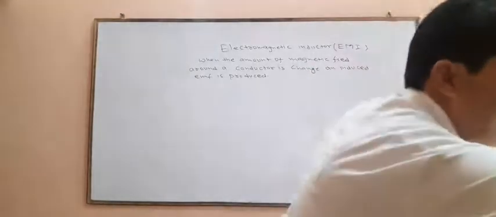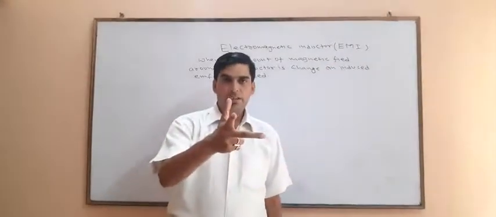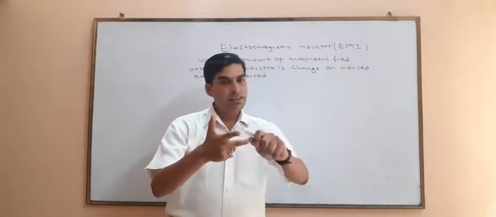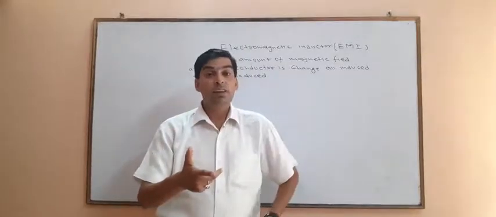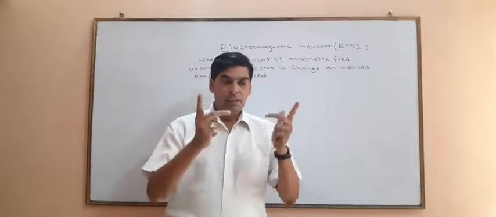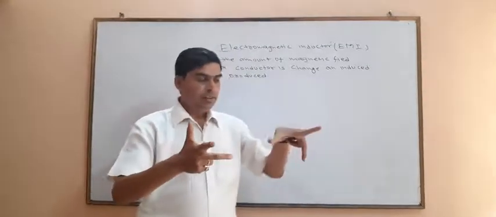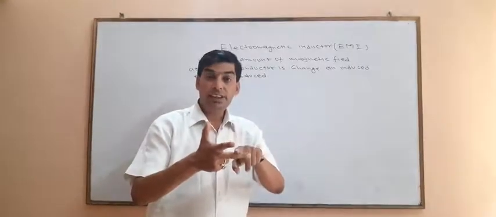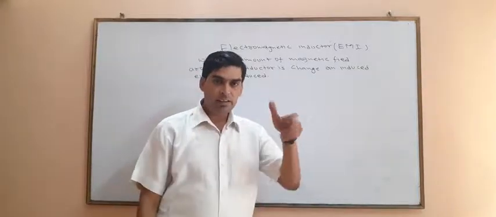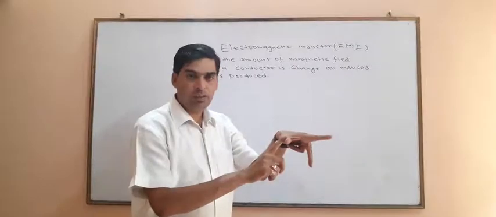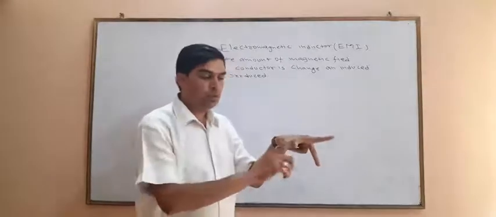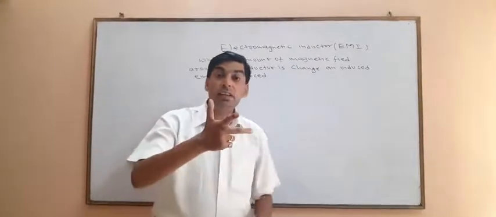For that, Fleming has given another rule, the Fleming right hand rule. Here again, these two fingers are the same as in his left hand rule. The first finger will show the direction of magnetic field, and the center finger will show the direction of current. But here the resultant motion will be shown by the thumb. There the resultant force was shown, but here the resultant motion will be shown.